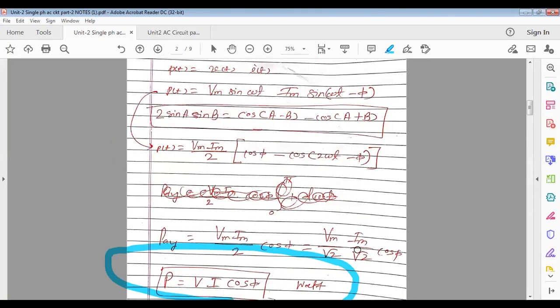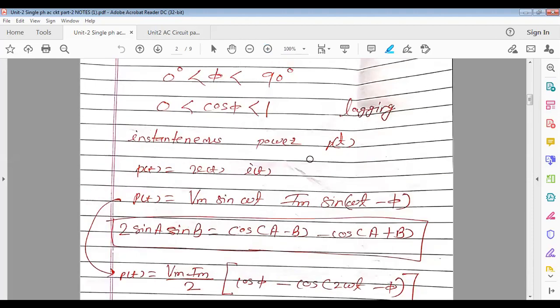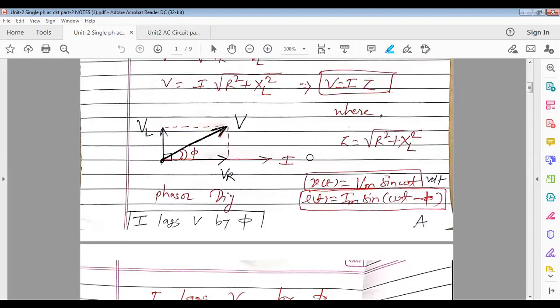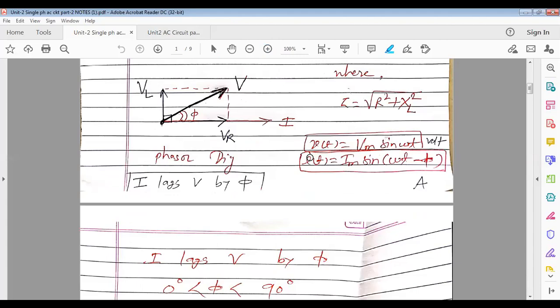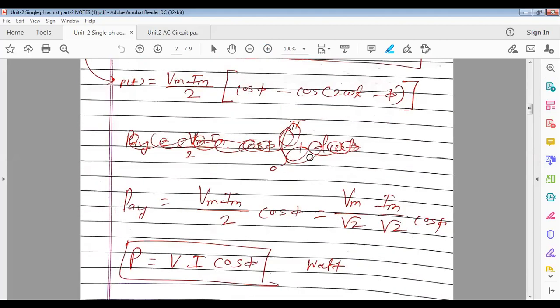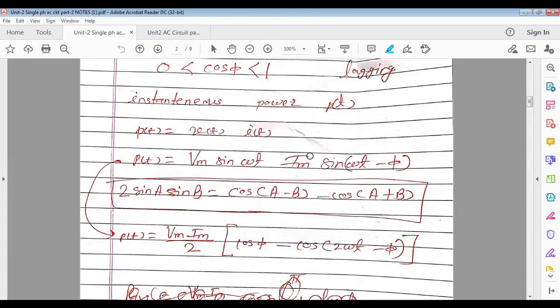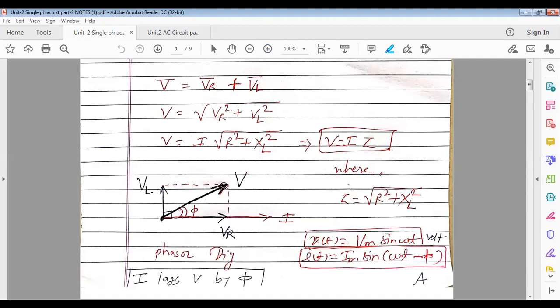Now, up to this, any difficulty? No, ma'am. Okay, got it. Hope it is not becoming fast. Speed is okay. Yes, ma'am. Okay.